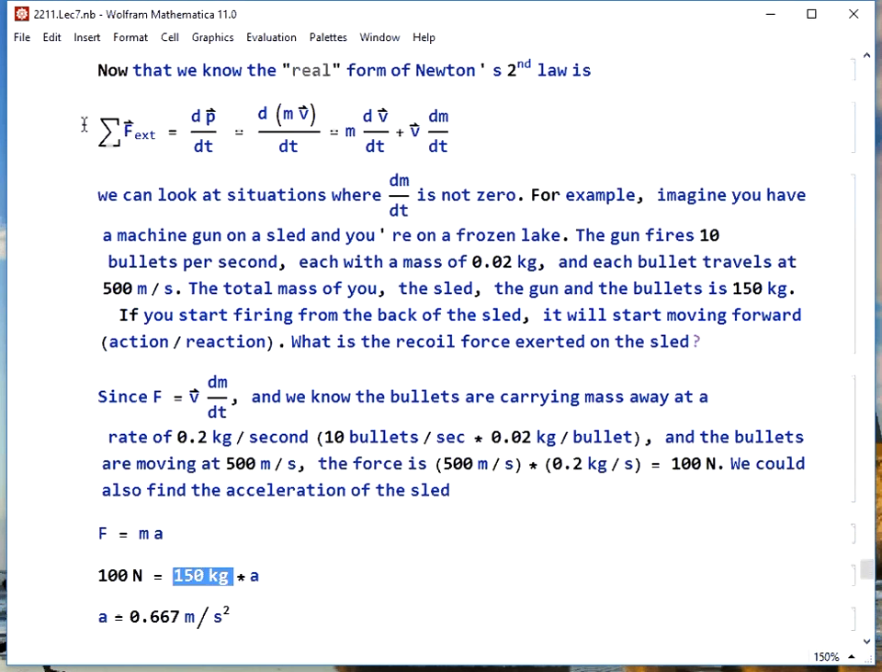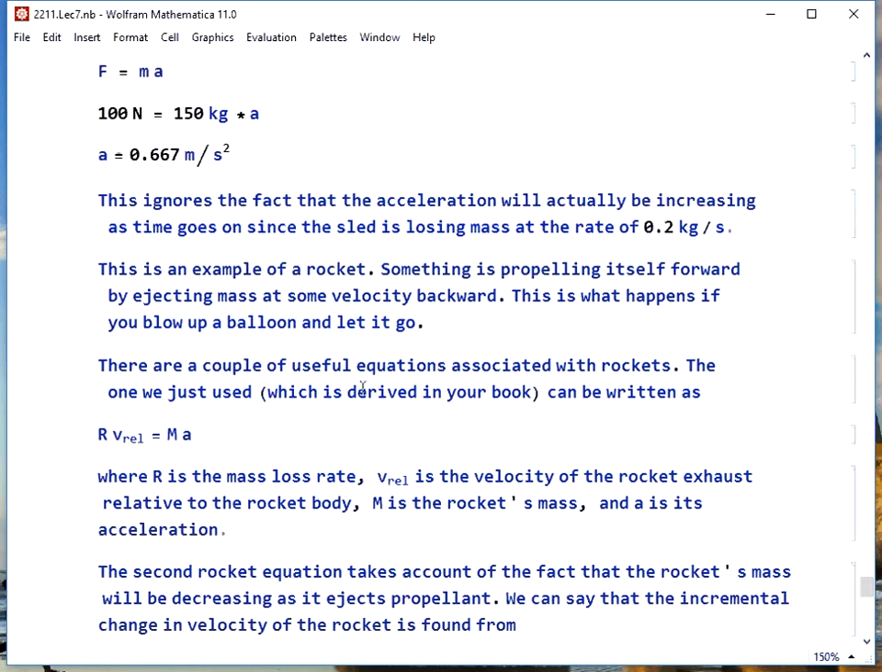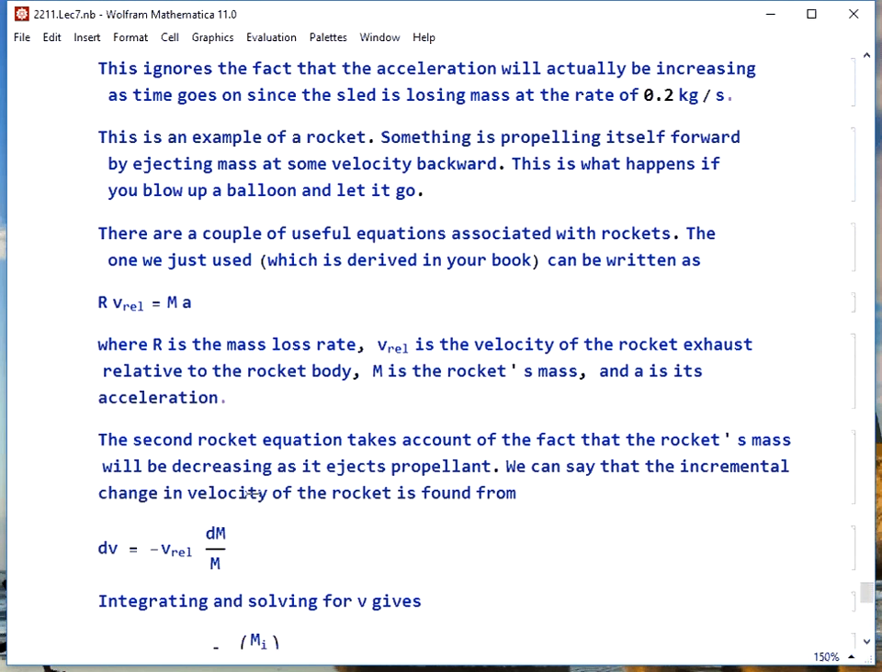force law that we found up here, and we can use it to get the first rocket equation. This is derived in your book, where R is the mass loss rate, the dm/dt, and v_rel is the relative velocity between whatever you're throwing out the back of the rocket and the rocket itself. Those two equal ma, where m is the rocket's mass and a is its acceleration. That's what we just used in this problem up here.